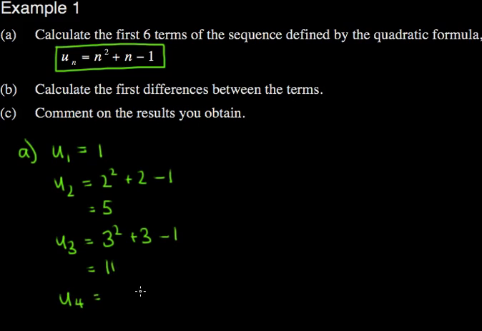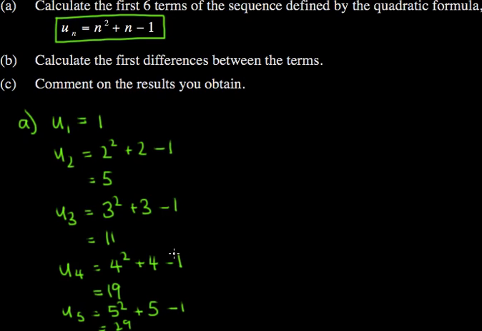u4 is the same. So 4 squared is 16, minus 4 is 12, plus 4 is 20, and then minus 1 would be 19. u5 is going to be 5 squared, which is 25, plus 5, which is 30, minus 1, which is 29. Oops, I'm running out of space here. Okay, there we go. And u6 I will have to do at the top. u6 is 6 squared plus 6, which is 42, minus 1, which is 41.